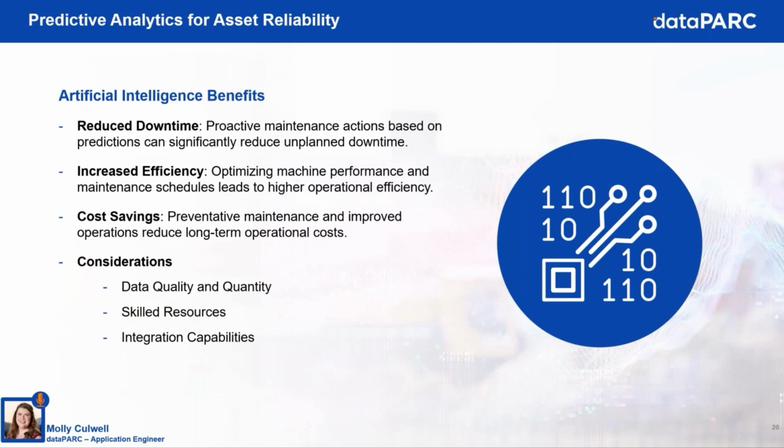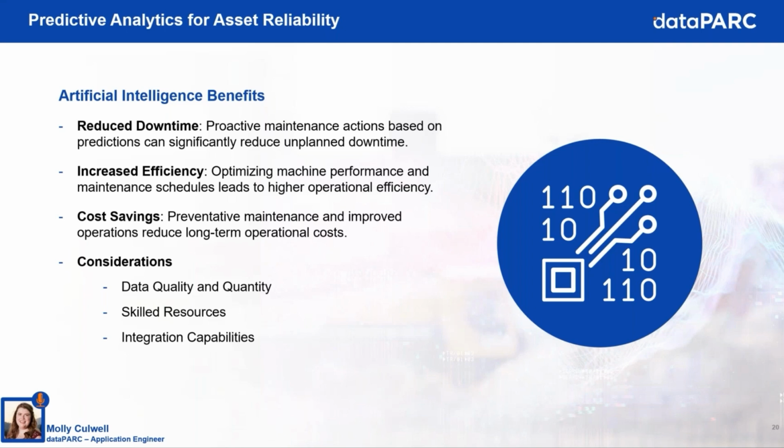Some benefits of utilizing AI could be reduced downtime. If we're able to be proactive about maintenance and we're able to couple these predictions with prescriptive analytics and actually take actions, then yes, we can reduce unplanned downtime, which in turn will increase our efficiency. Optimizing machine performance and maintenance schedules leads to higher operational efficiency and thus saving money. As we talked about earlier, preventative maintenance can help reduce our emergency maintenance costs and maybe help prevent that domino effect.